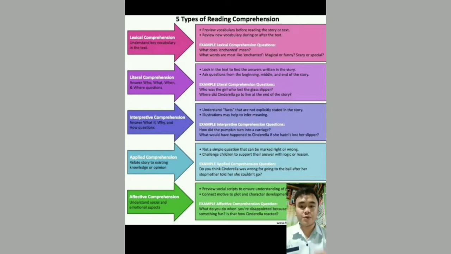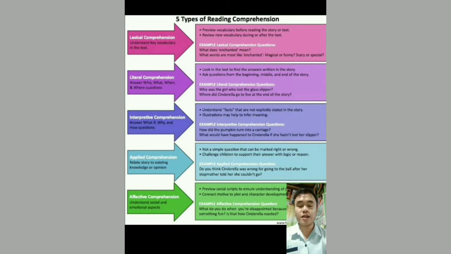So let's go first to lexical comprehension. The meaning of lexical comprehension is to understand the key vocabulary in the text. So it means that you only focus on what is in the text or in the sentence that you have read, or the vocabulary that you have read. So that's the meaning of lexical comprehension.